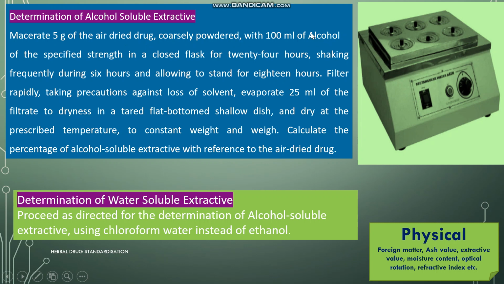We are generally using ethanol, not other alcohols like methanol or IPA. We use ethyl alcohol of a specific strength, and we generally do the maceration for at least 24 hours. In between, we do the shaking for at least 6 hours, and then allow it to stand for 18 hours, and then filter. After filtering, we evaporate using a hot water bath, and we can easily obtain our dried extract, or you can say the semi-solid extract, and calculate the extractive value.